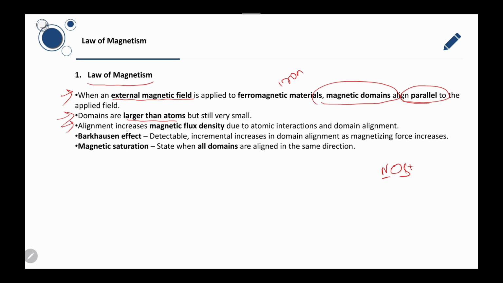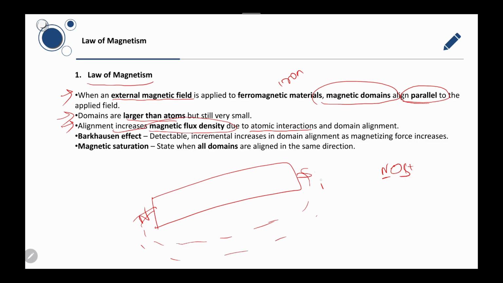The next one is that alignment increases magnetic flux density due to atomic interactions. As more domains align, the material's ability to carry magnetic lines of force, called magnetic flux density, increases. That means how many lines are in the magnetic field. This is the magnetic flux density. So the flux density is equal to the lines of force. This happens due to atomic interaction and the cooperative behavior of aligned domains.